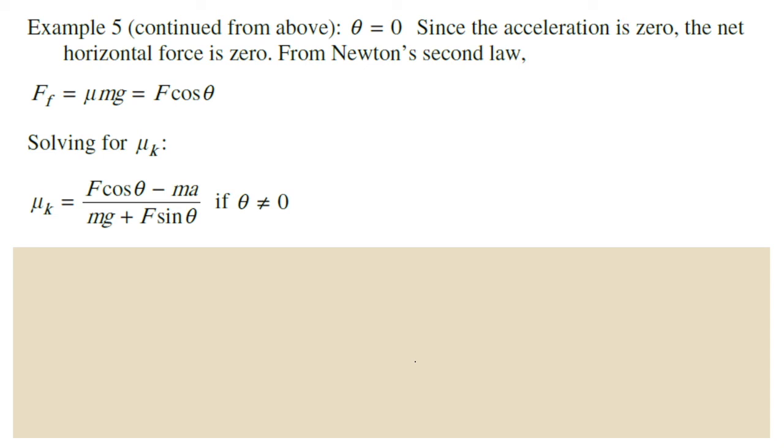We say the acceleration is 0, the net force in the horizontal direction is 0. That means the friction force is equal to the applied force. And then, bang, we solve for the coefficient of friction using this equation. I thought it was totally weird that they even mentioned here that the acceleration is 0, and then they included it in the equation. 0. Get out of here. So it's just F cosine theta over mg plus F sine theta. I think that's way easier.